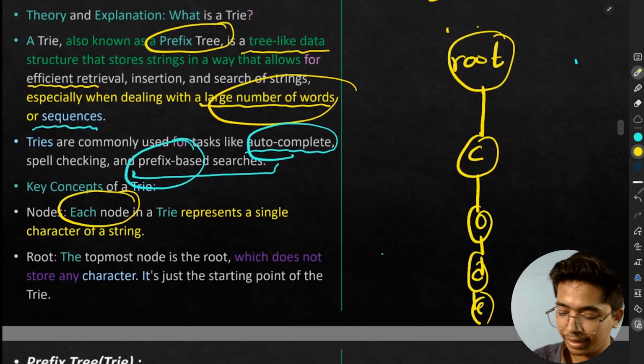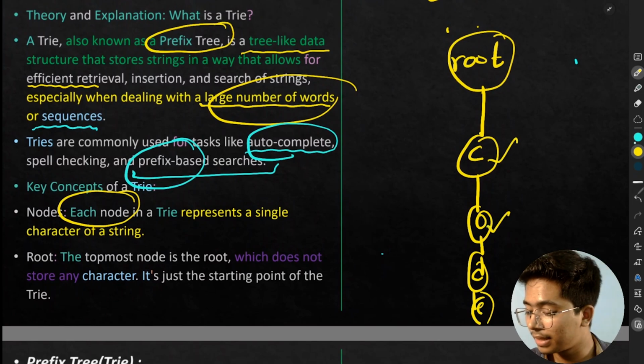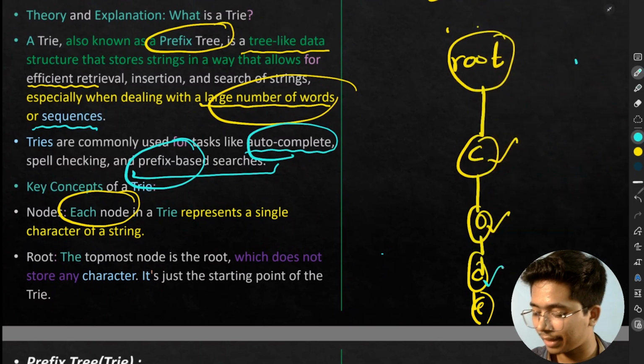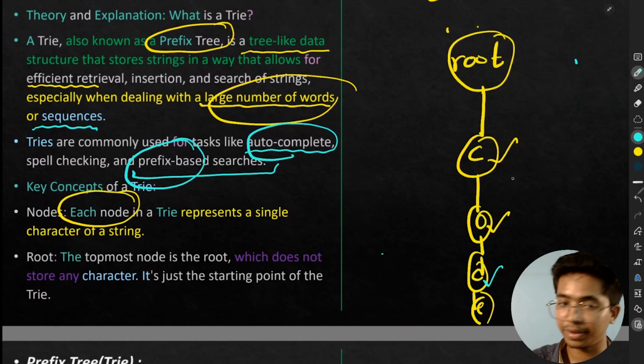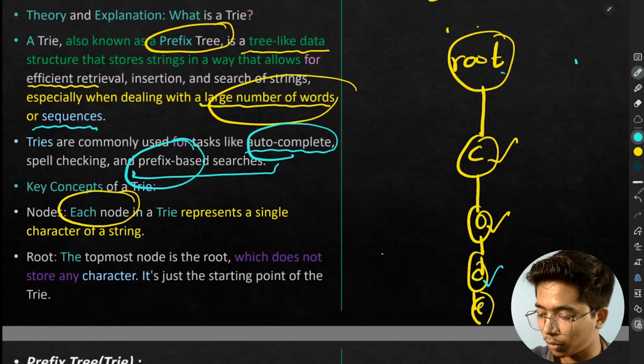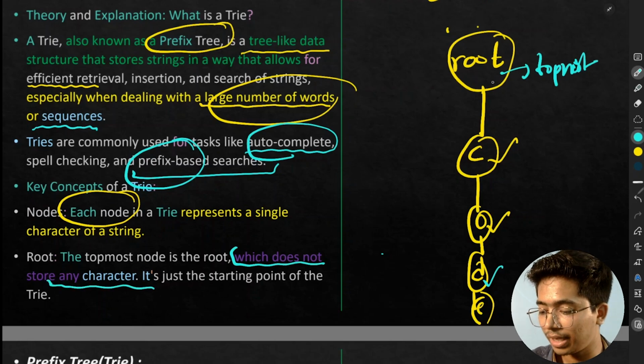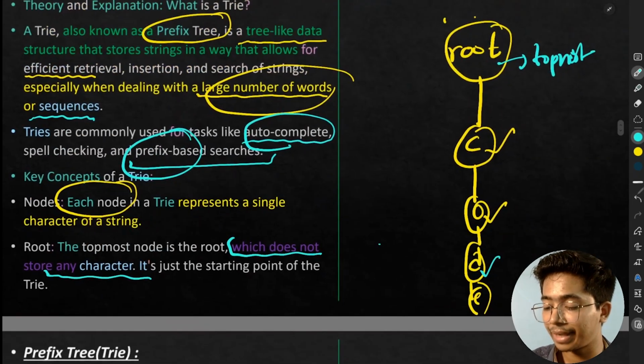So each node in a trie represents a single character of a string. This one represents a single character, this one represents a single character, and that one also represents a single character. The topmost node is the root, which does not store any character. Look, it does not store any character, so we have renamed it root. It's just the starting point of the trie, the point from where the trie starts.